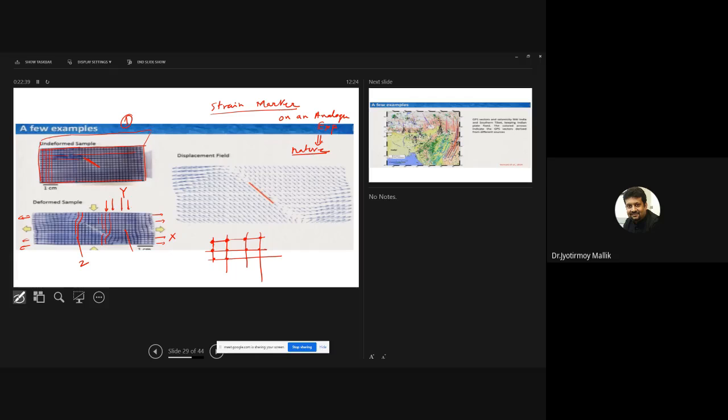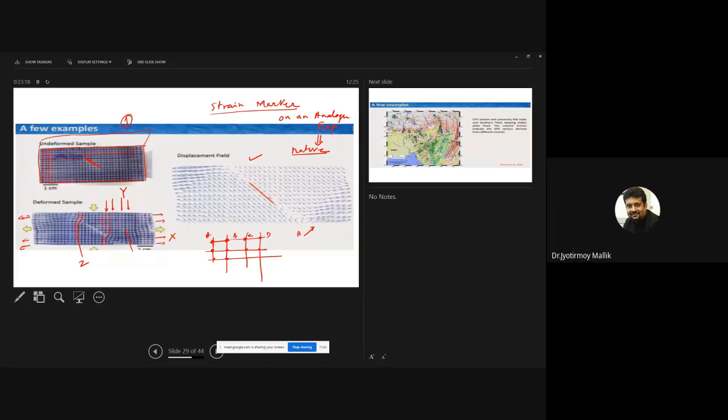What I have to understand for each of these particles, A, B, C, D, E, F, is what direction it has moved and how much it has moved. Then I can create a picture like this, where each individual arrow denotes the direction of the displacement field, and the length of that arrow denotes the magnitude of the displacement field: how much that point has moved and in which direction. And we can create this beautiful strain diagram out of this experiment.